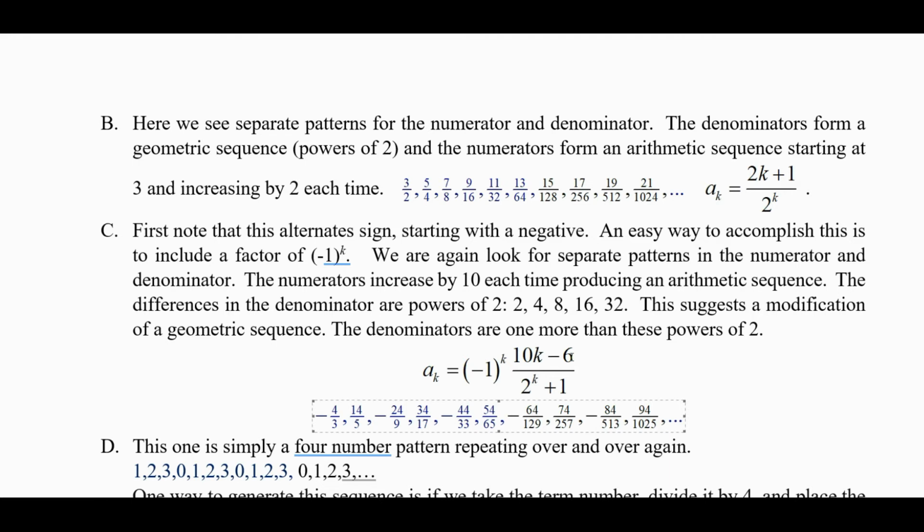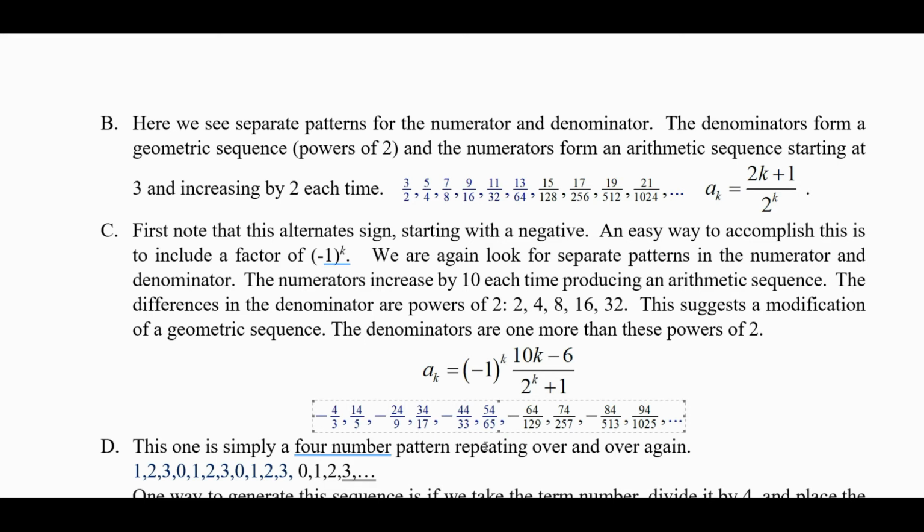If k is 1, that gives us 4. That works out. If k is 2, this is 14, and so forth. So that's going to work out. For the denominator, we might well do the same thing, see what the differences are. Here we saw the differences were 10 each time in the numerator. What about the denominator? Well, the differences here are 2, then 4, and then 8, 16, and 32.